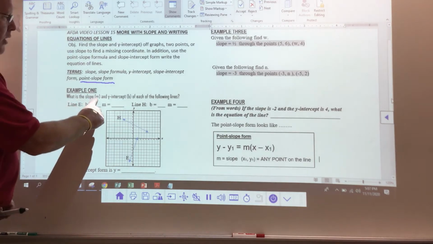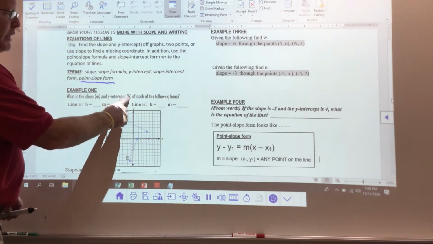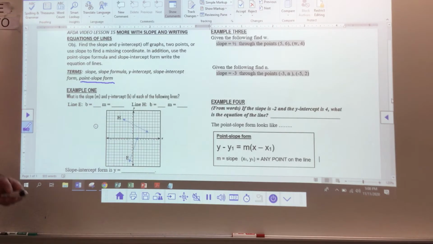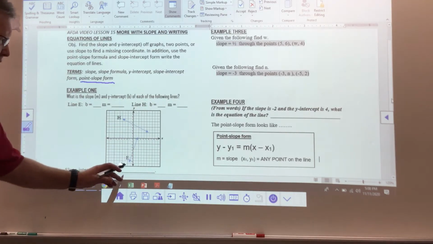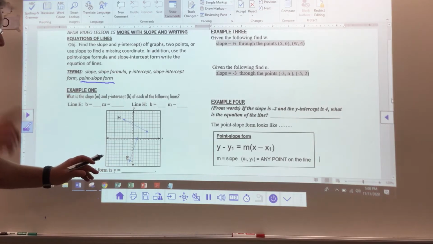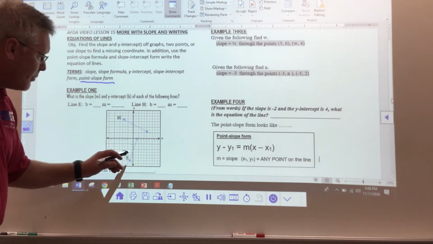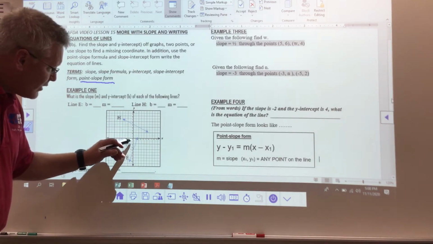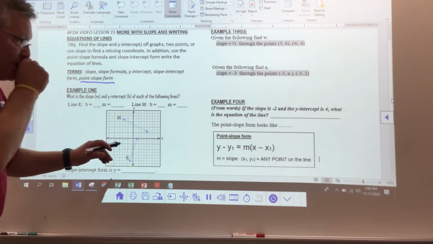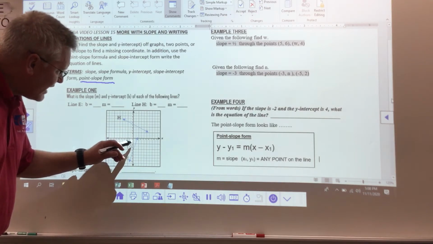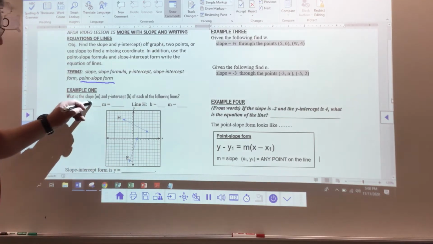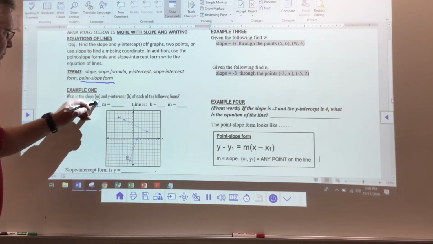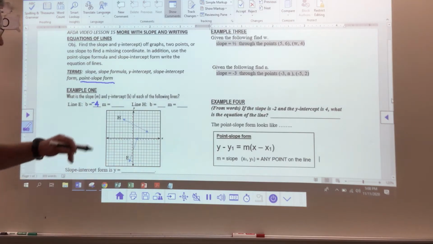It says, what is the slope, the m, and the y-intercept, the b, of each of the following lines? Well, line E, let's look at this one. It's going upward as we read it left to right. So we know it's going to have positive slope. Most of y'all can find the y-intercept straight away. Let's count. 1, 2, 3, 4. So that y-intercept is going to be -4 right there.